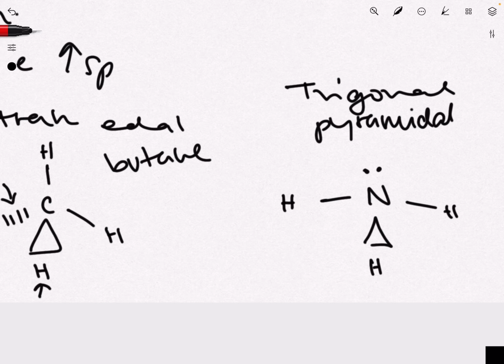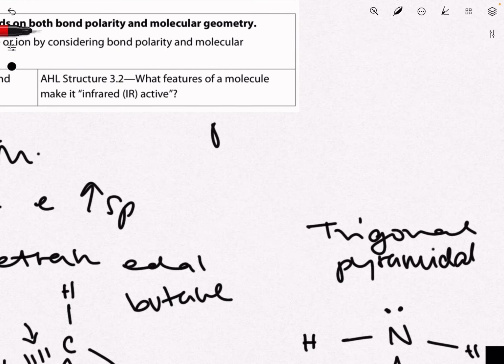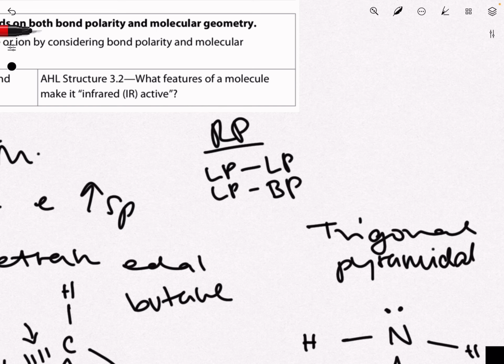And if we look at rules of repulsion, or which electrons repel the most, lone pairs will always have the highest repulsion. Next up is a lone pair with a bonded pair, and then finally will be a bonded pair with a bonded pair. These repel each other the least.